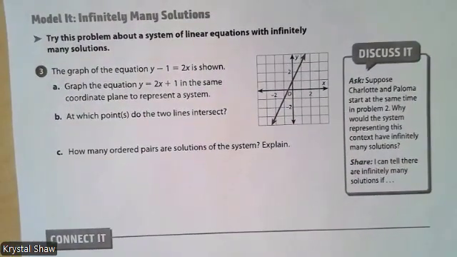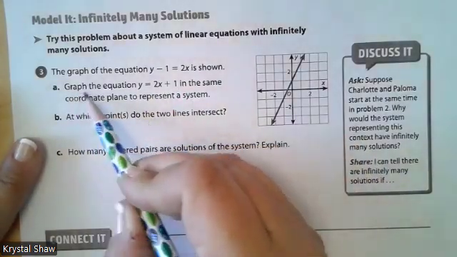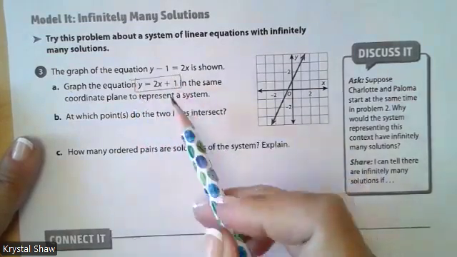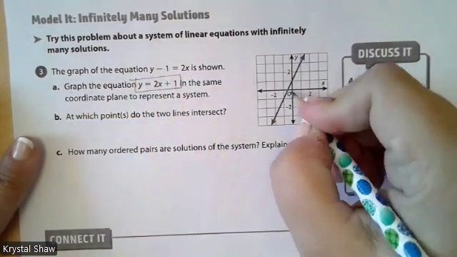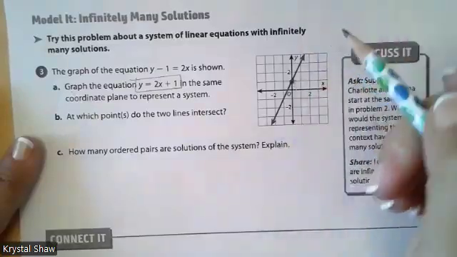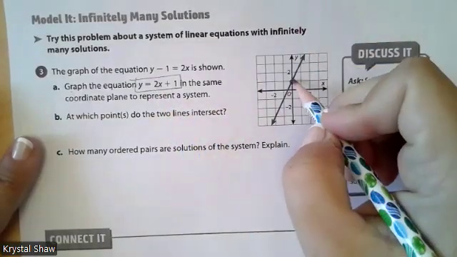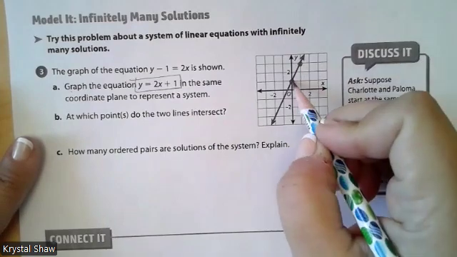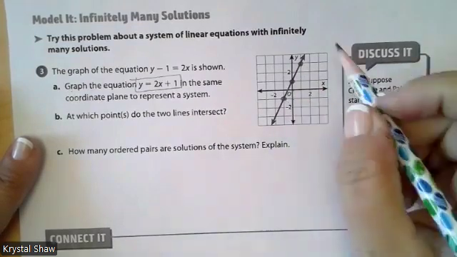I'm going to go ahead and take a look here. So the graph of the equation y minus 1 is equal to 2x is shown. Graph the equation y equals 2x plus 1 in the same coordinate plane to represent a system. At which points do the two lines intersect? Okay, so graph this equation. Y-intercept is 1. So I'm going to go up to 1. I'm going to plot my point. My slope is 2. So I'm going to go up 2 over 1. I'm going to go down 2 to the left 1.